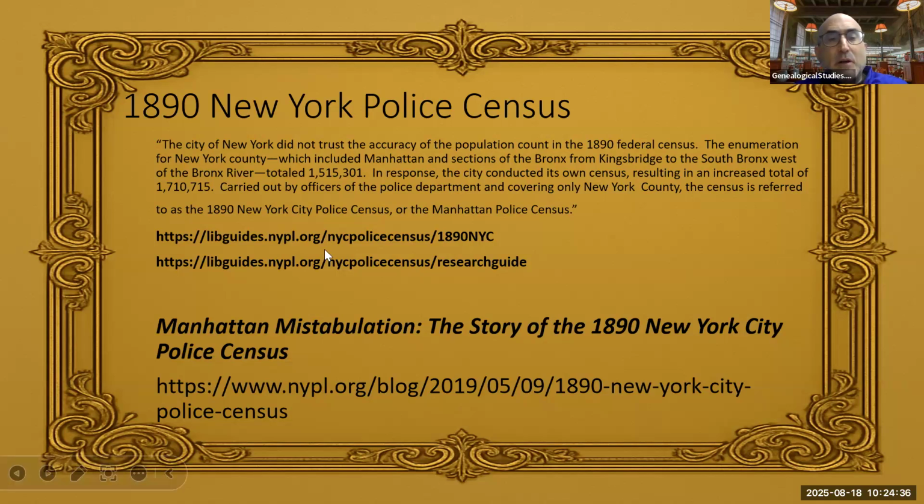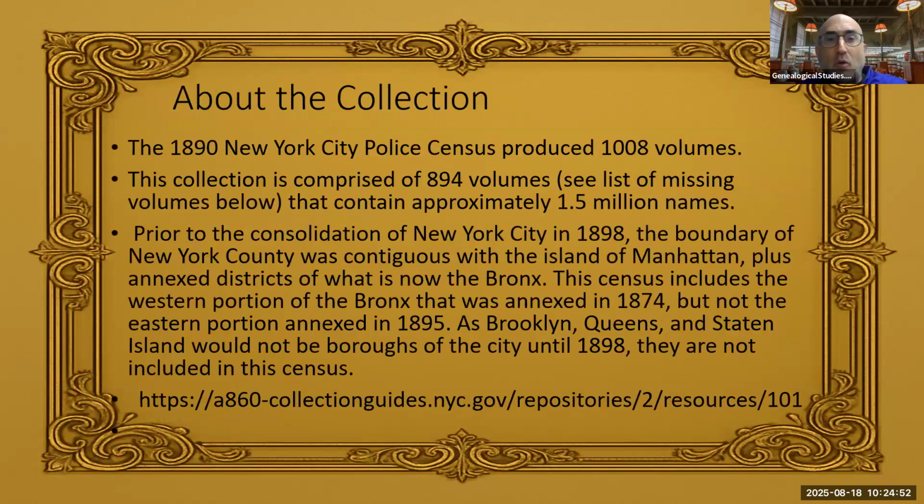Now, the New York Public Library has a very nice guide to the census before you do research, and it also has a blog post called the Manhattan Mistabulation, the story of the 1890 police census, and that is a wonderful article about it. So, the census was 1,000 volumes, but about 100 of those volumes are lost. So there's only 894 volumes, but it still has 1.5 million names.